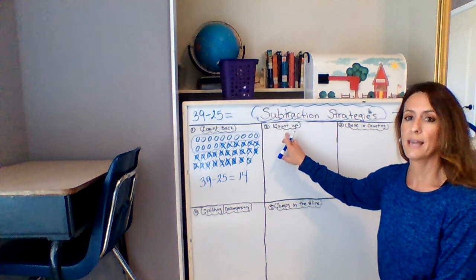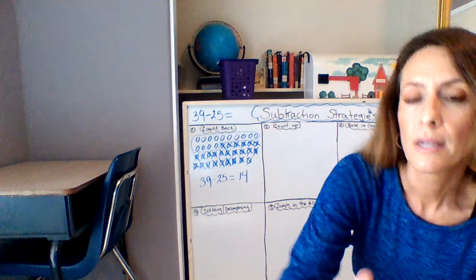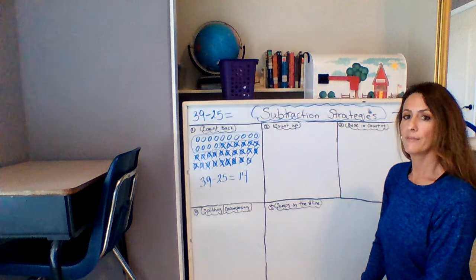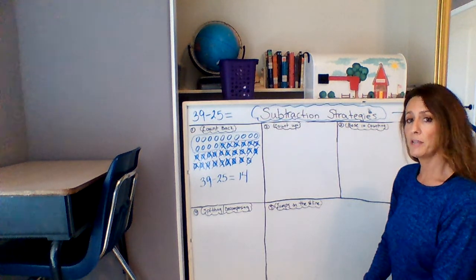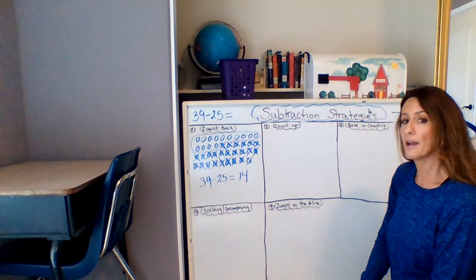This one is called count up. All right? Count up. We're going to stick to the 39 minus 25. We know our answer is going to be 14. We just figured that out. But let's see what it looks like when we count up.